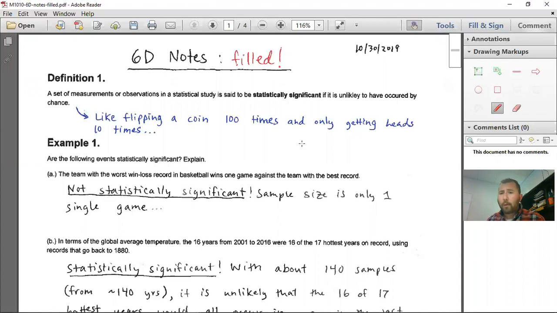I gave you an example right off the bat here, written in blue. This would be like flipping a coin 100 times and only getting heads 10 times. That would probably not happen just by random chance, versus if you flip a coin and maybe get 55 heads, 45 tails, you can believe that.